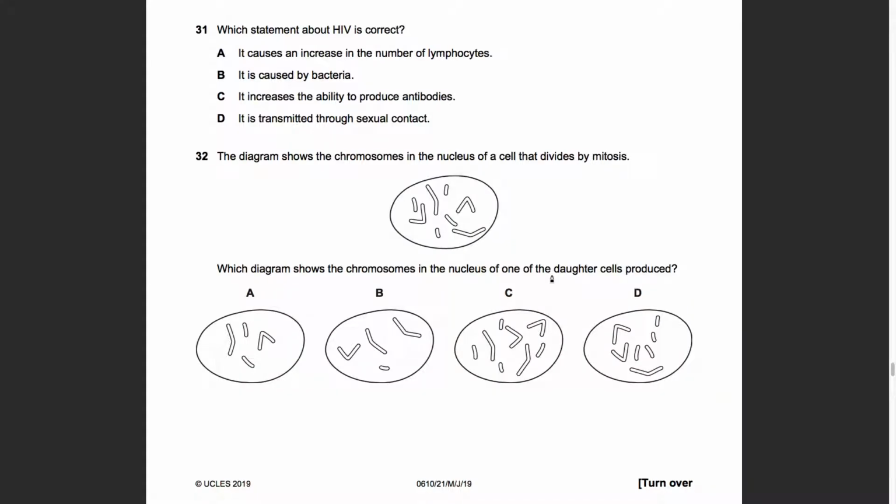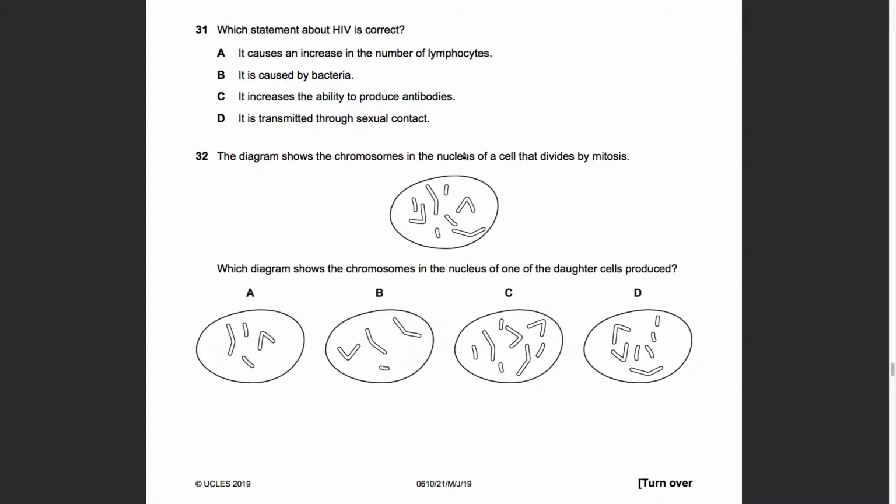Question 31. Which statement about HIV is correct? A, it causes an increase in the number of lymphocytes. B, it is caused by bacteria. C, it increases the ability to produce antibodies. And D, it is transmitted through sexual contact. I keep saying this to you guys, eliminating the answers that are nonsense is the best way to work through the question a lot of the time.